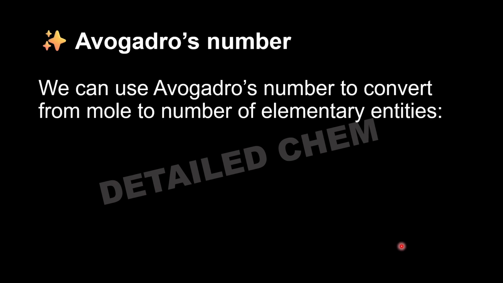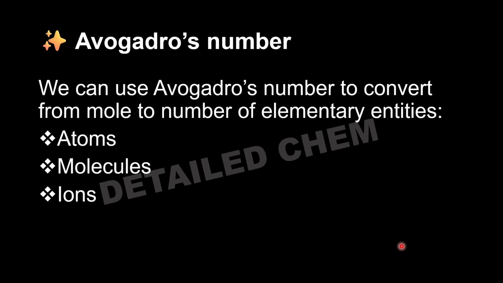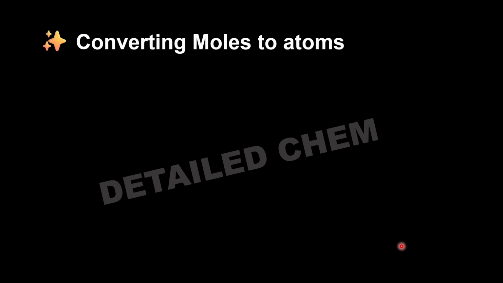Therefore, we can use Avogadro's number to convert from mole to number of elementary entities, for example, mole to atoms, mole to molecules, ions, and formula units. So we will first have a discussion about converting from mole to number of atoms.